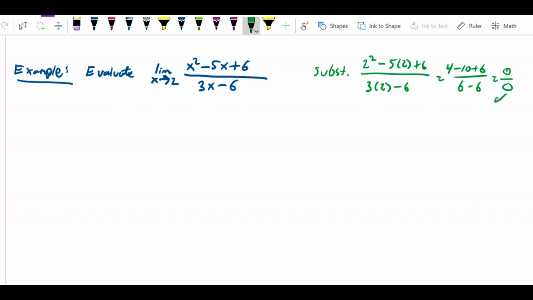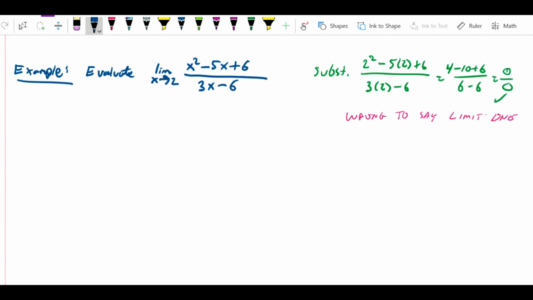We can't just say the limit doesn't exist. In fact, I see this all the time on tests. It is wrong to say the limit does not exist. That's not true here. I mean, there are certainly 0 over 0 limits where it doesn't exist, but that's something you'd have to demonstrate in a different way. So we have to do more work in order to figure out what this limit is.